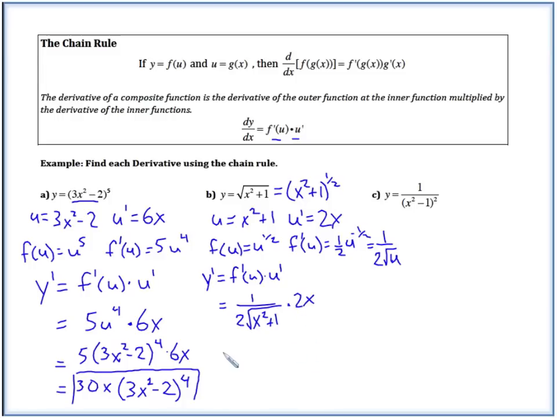And now we simplify. So here you can see our 2's are going to cancel. And we're left with x over the square root of x squared plus 1. And there's our final answer.